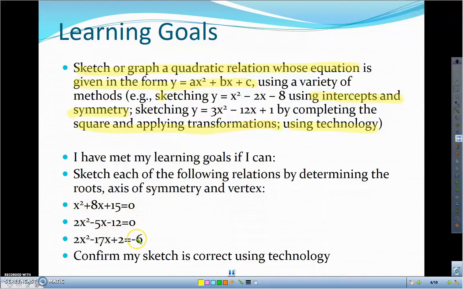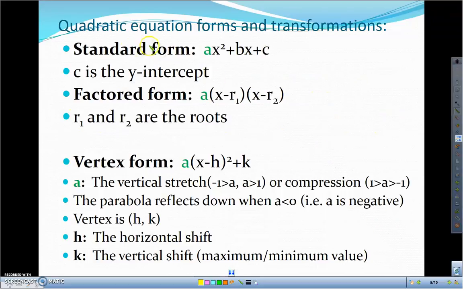They should technically have y's over here instead of zeros or numbers. Just to recap, this is the standard form, and one of the important properties is that c is the y-intercept. We're going to be using a factored form to graph, and the h value of the vertex, or axis of symmetry, is the midpoint of these roots.